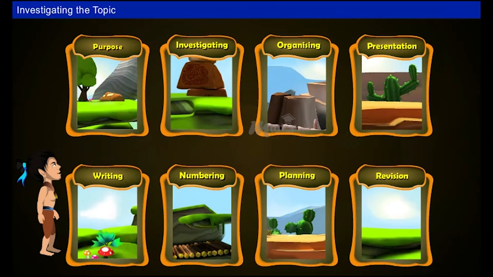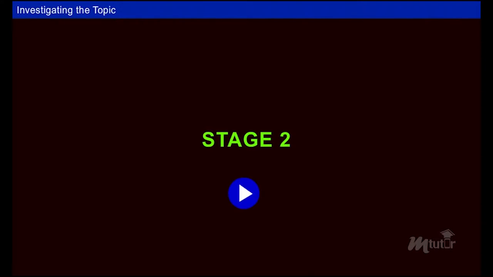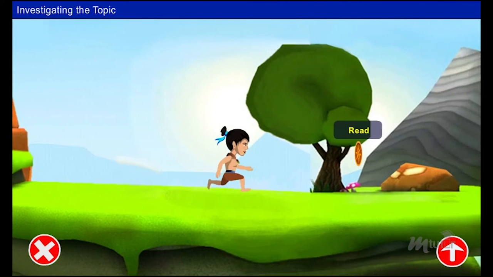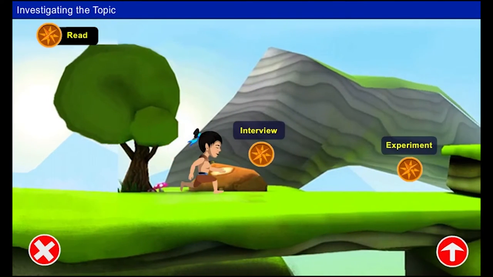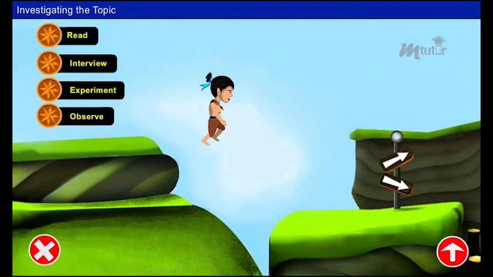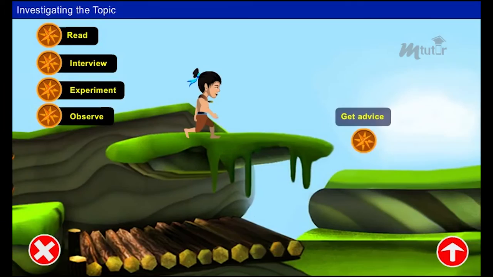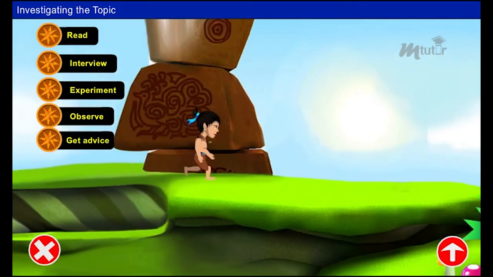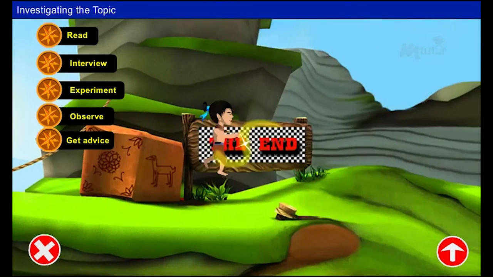The second stage is investigating the topic. The process of investigating the topic depends on the topic itself and its purpose. In this stage, you have to read, interview, experiment, and observe the information about the topic. Also, get advice from someone who is more experienced if you need to.